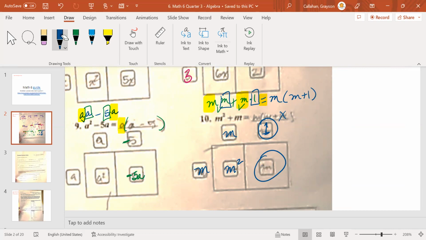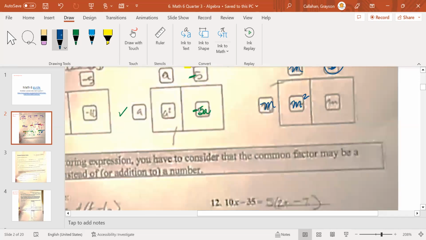Oh, you did? Okay, perfect. Because I couldn't see. Yeah, you're right. But the one on top is not M. It's 1. M times 1 is M. Okay. All right.